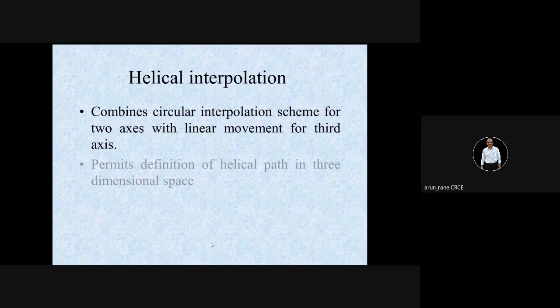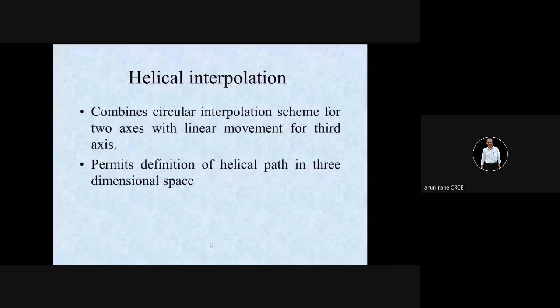Helical interpolation. This is advanced interpolation, helical, parabolic. Here it's a combination of circular, that is two axes, with linear movement in the third axis. Generally, helical interpolation is used for cutting threads like this. Helical means it will move like a helix, like a coil spring. You look at my arrow, how it is moving like this.